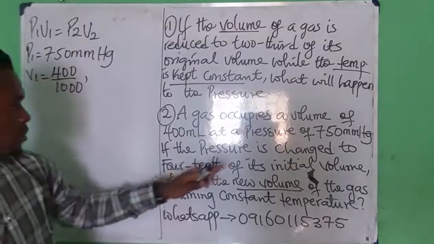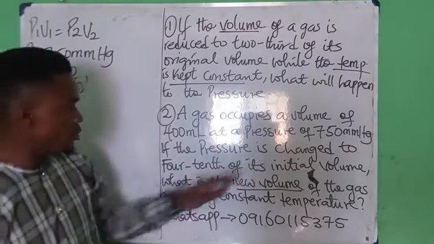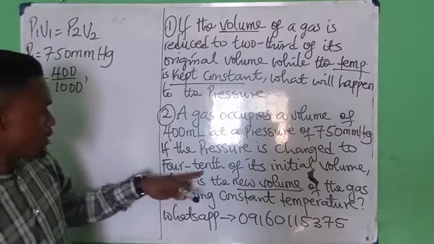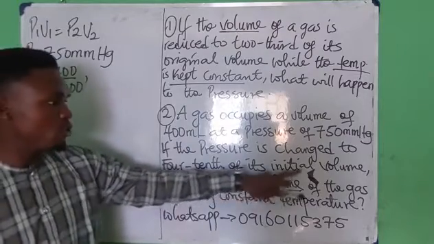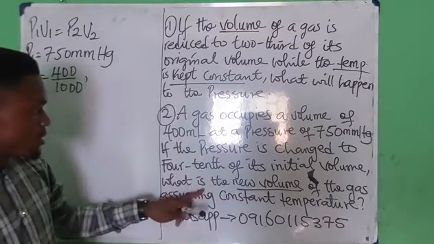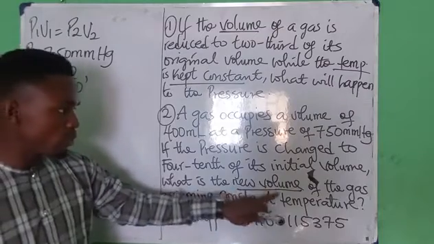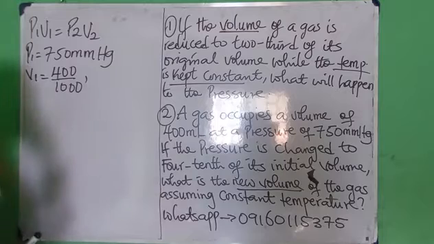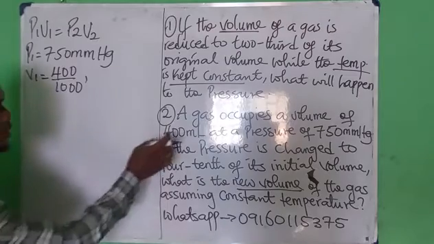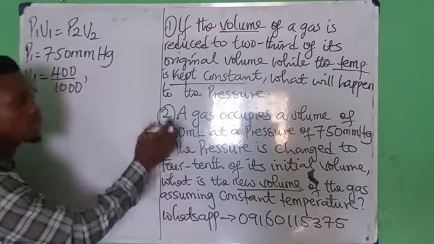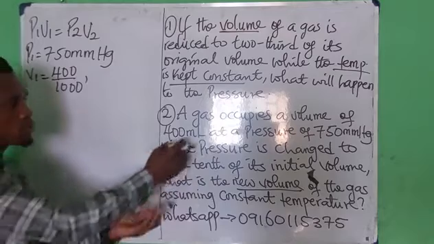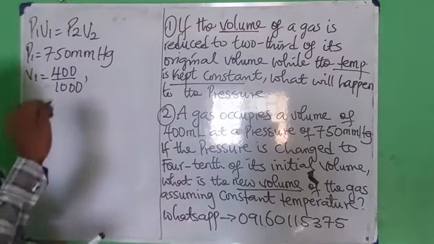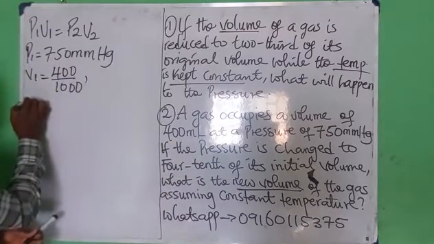Then it said if the pressure is changed to 4/10 of its initial volume, what is the new volume of the gas? 4/10. What does that tell you? 4/10 of its initial volume. What is the initial volume? This, which is 400. 4/10 means 4 over 10.